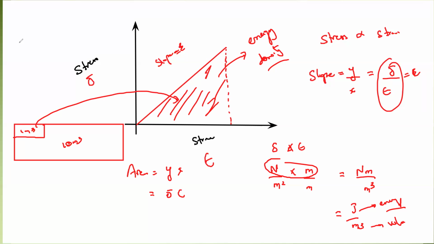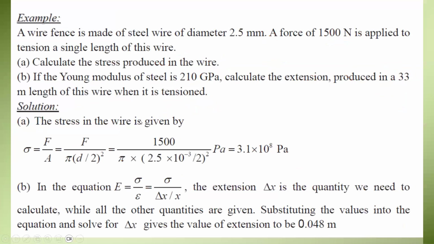But if I have a force extension graph and I take the area of this whole graph, what will I get? I will get the energy stored by the total volume. So a stress strain graph just gives us the energy density, whereas a force extension graph gives us the total energy stored by the object. Is the last explanation clear?